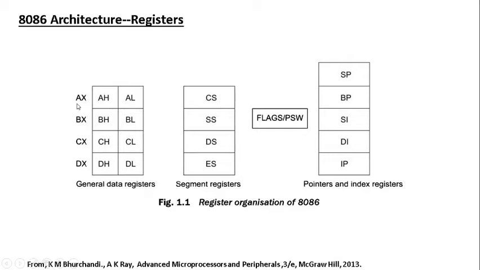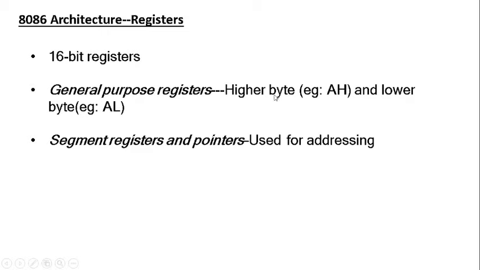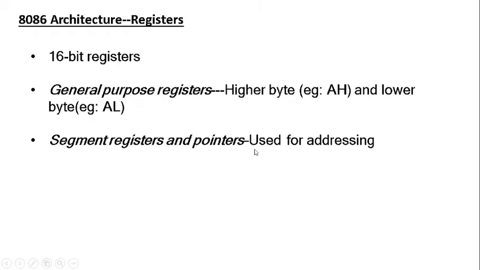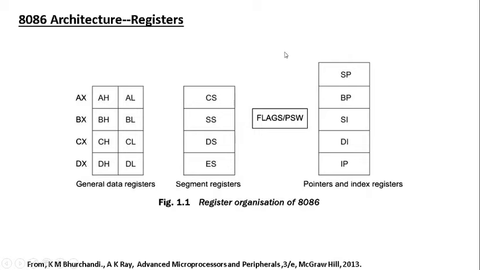If you consider the case of the AX register, the higher byte or the upper byte is addressable as AH and the lower byte is addressable as AL. If you consider the CX register, CH is the upper byte of the CX register, CL is the lower byte of the CX register. Then as I told earlier, the segment registers and pointers are used for addressing.